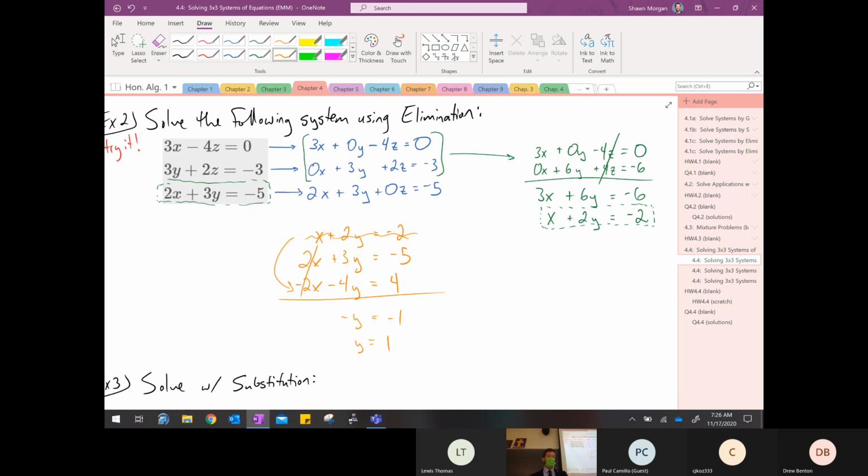Now, Joey, what do you want to do with that y equals 1? Yeah, and we can plug it back in wherever we want to. I kind of think it'd probably be simple to plug it in over here. 2 times 1 equals -2. Let's subtract 2 from both sides. We get x equals -4. And then I could take that, and why don't we come over here and maybe just plug it into this first equation. If x is -4, 3 times -4 minus 4z equals 0. So that's -12. Add 12 to both sides. Divide by -4. What do we get? Z equals -3. Fabulous.